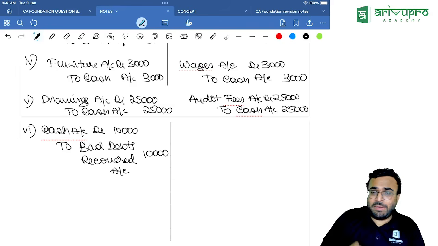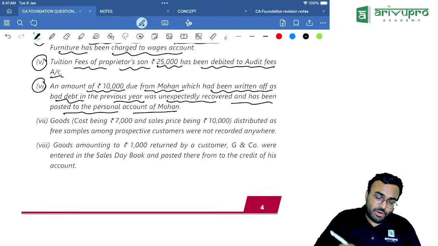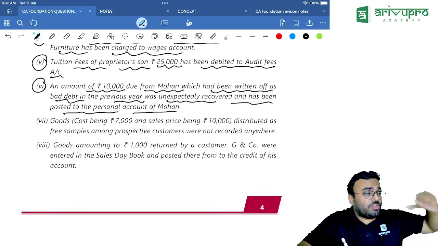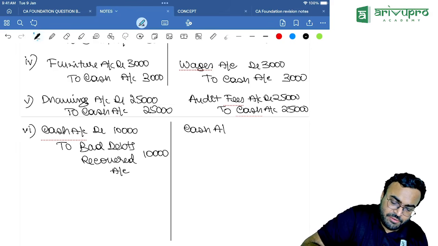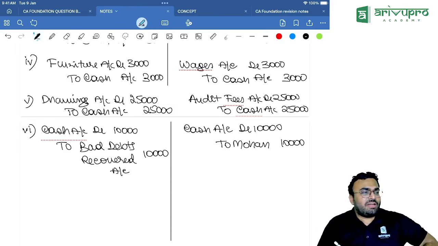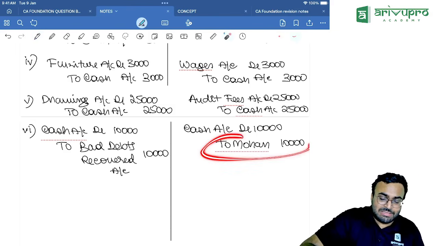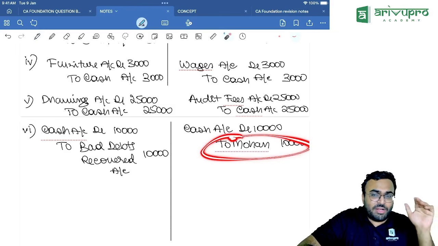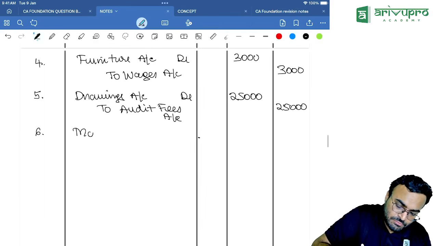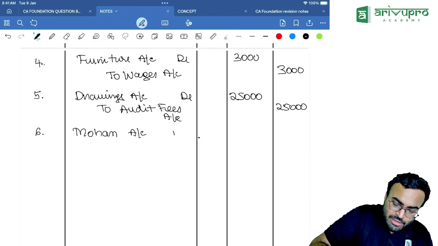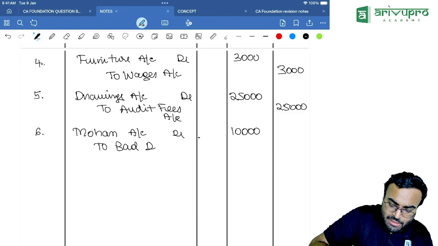What is the wrong entry they have passed? Unexpectedly recovered and they have posted it to the personal account of Mohan. So there you are going to write cash account debited 10,000 to Mohan 10,000. So what is the rectification entry now? Mohan is unnecessarily there. Remove Mohan. So Mohan's account debited to bad debts recovered. So you're going to write Mohan account debited 10,000 to bad debts recovered.